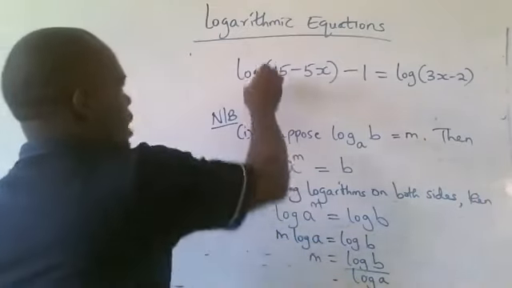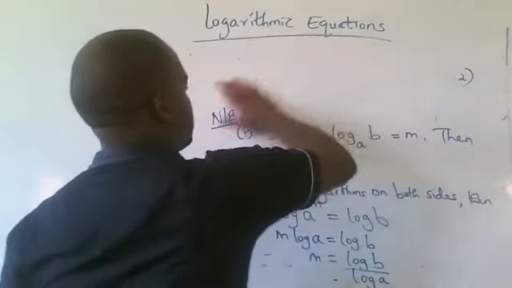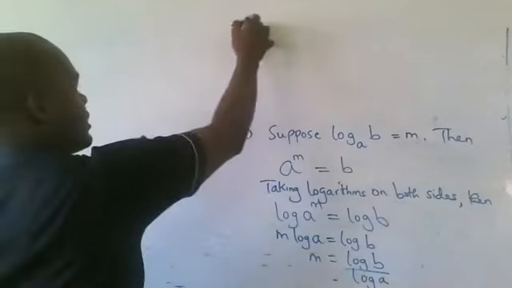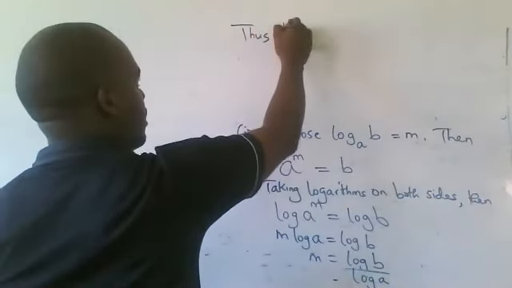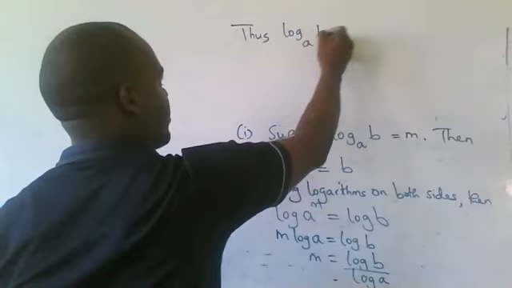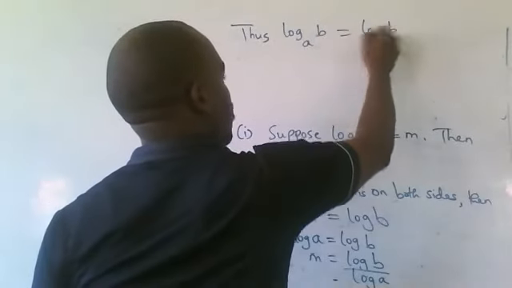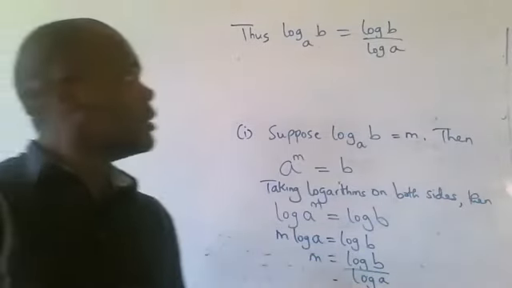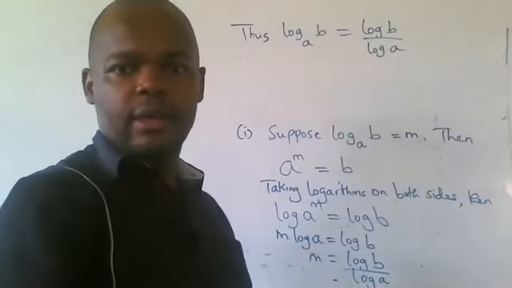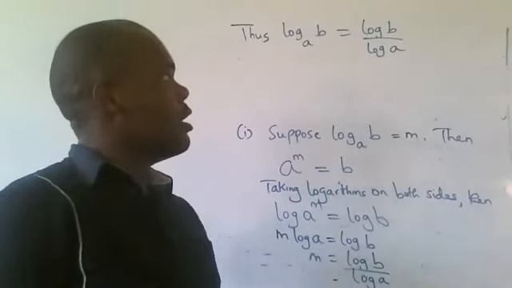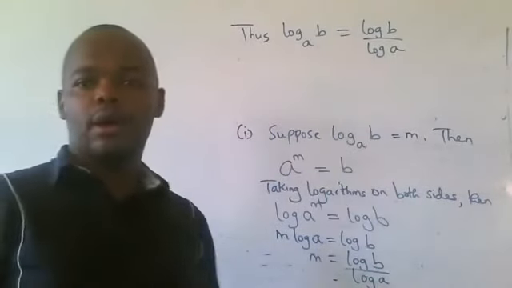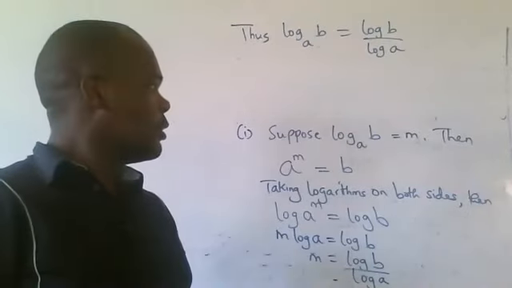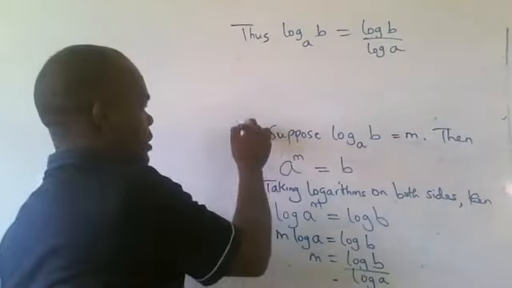So there is something now we have come to notice. Thus, log B to base A is actually log B over log A. That is NB number 1.